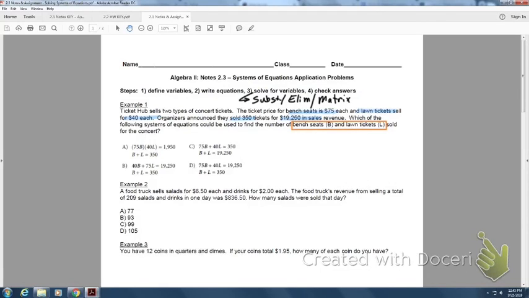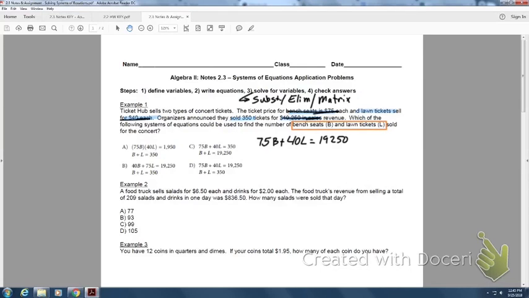So looking at that information, can somebody tell me what one of the equations would be? Garrett, Carter. C. Just, yeah, we're going to write the equations, then we'll do that. 75B plus 40L equals, oh no, what do we mean? 19,250. Yes. So 75B plus 40L equals 19,250. Okay, so I've used that information, and that information.